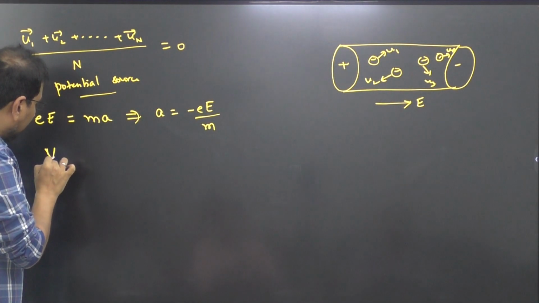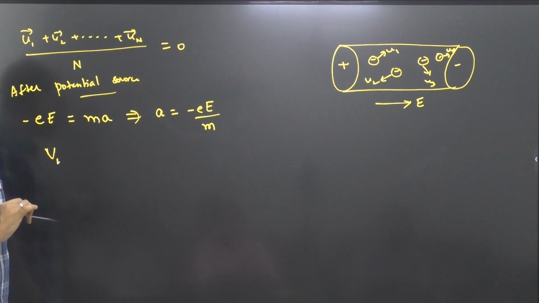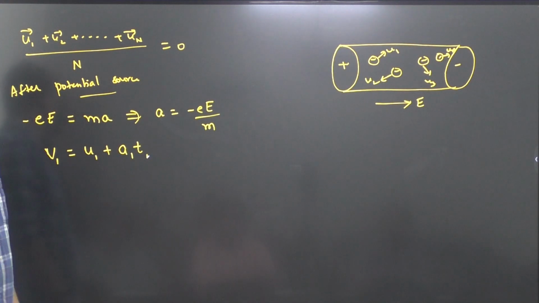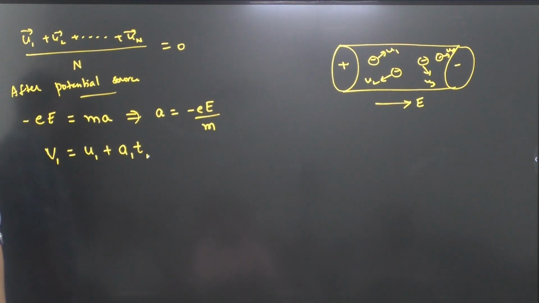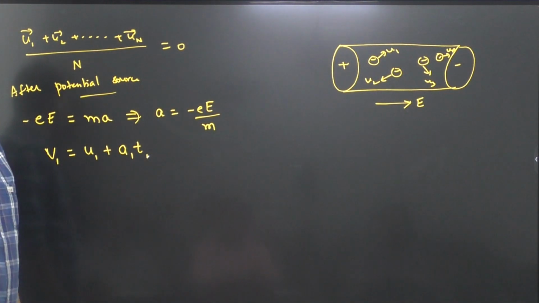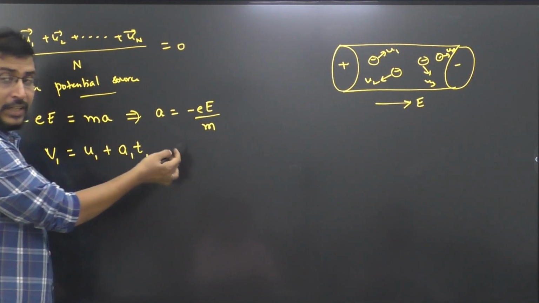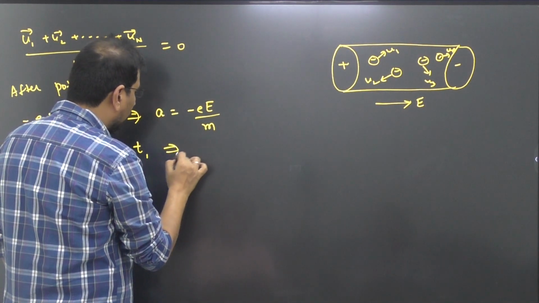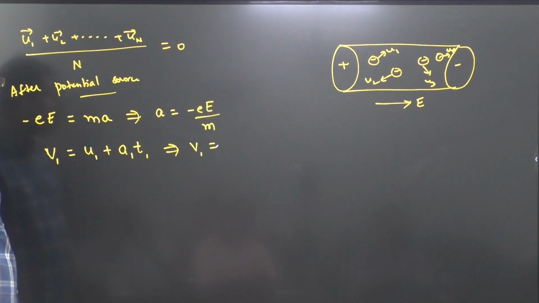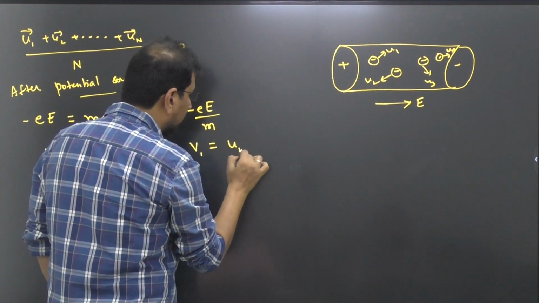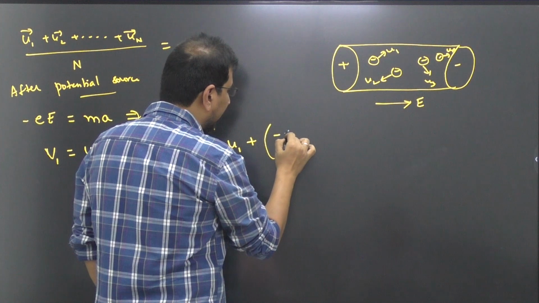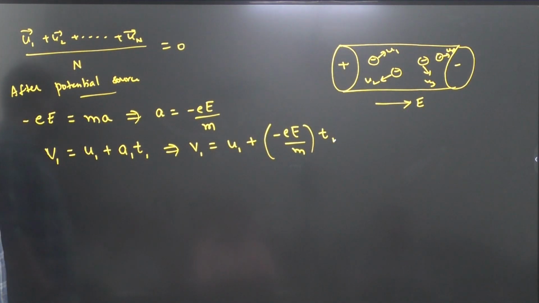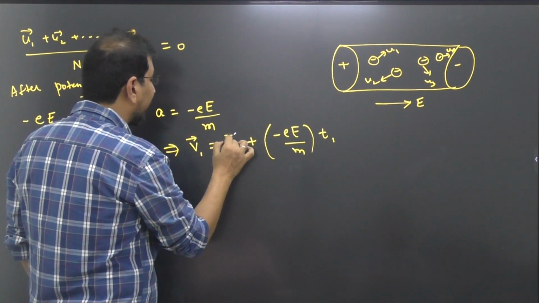So if I talk about the final velocity of the first particle, can I say V1 is equal to U1 plus A1 into T1? But the correction I need to do here is there is nothing like A1, right? Because the acceleration of each charged particle is the same, right? So from here, what can I conclude? V1 will be equal to U1 plus minus e into capital E divided by m into T1. Makes sense? The only thing that I need to do here is write it in the vector form.